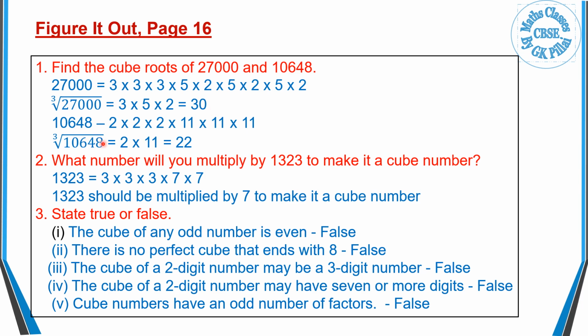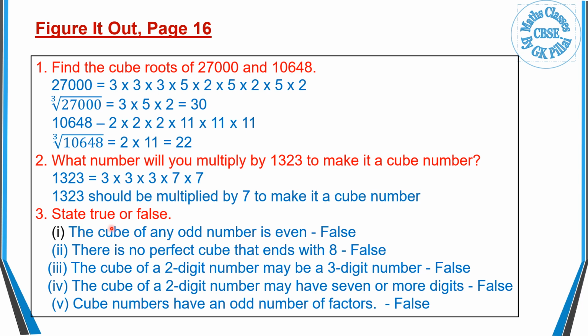10,648, prime factorize, you will get 3 2's and 3 11's. So 2 into 11 will be the cube root of this number. Now the next one, what number will you multiply this by to make it a perfect cube? Just like the square number, here it is cube. 1323, when you prime factorize, you are getting 3 into 3 into 3 into 7 into 7. There should be 3 7's. So we will multiply this number by 7 so that the resulting number will be a perfect cube.